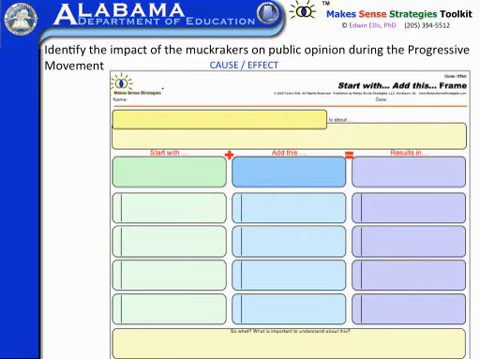Now this is a cause and effect smart sheet from the Make Sense toolkit, and it's called Start With and Add This. The way it works is you have the topic, and you start with this set of circumstances and the details, you add this to the mix and those details, and then what does that result in, and the details associated with that, with of course the so what at the bottom.